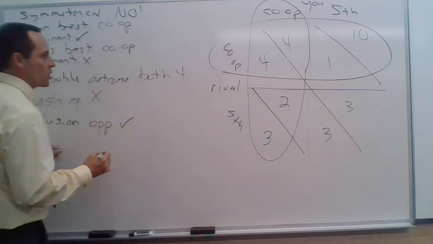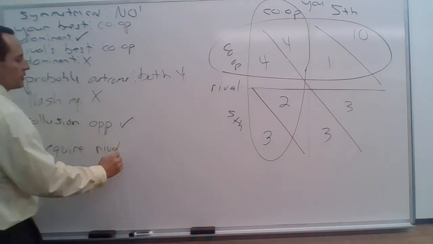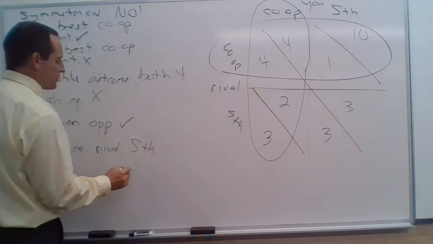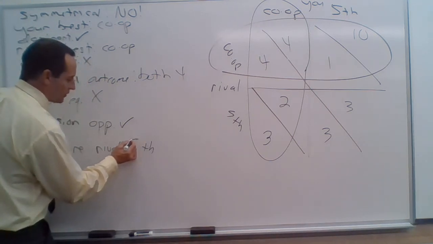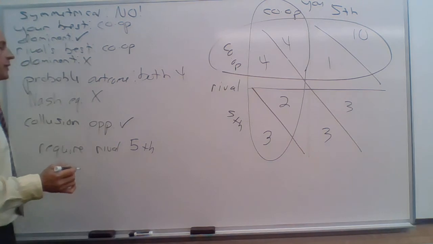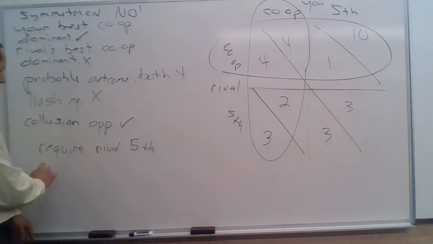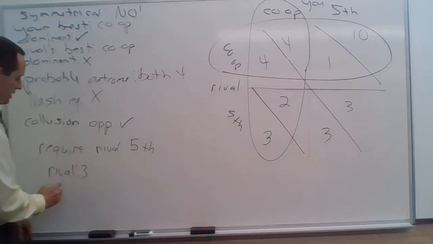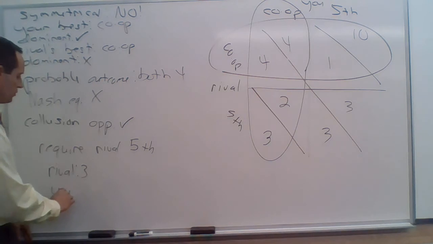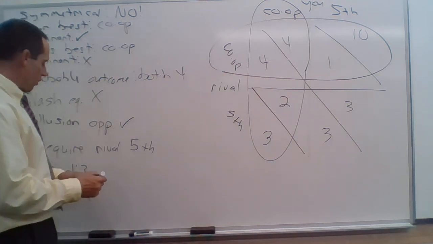So a collusion opportunity is simply something that improves the payoffs for both parties. So there is a collusion opportunity, and what does it require? It requires a rival to invoke the 5th Amendment. So what does it get? It gets your rival 3 years in jail, and to you, you either get 2 or 3, depending on your own action.